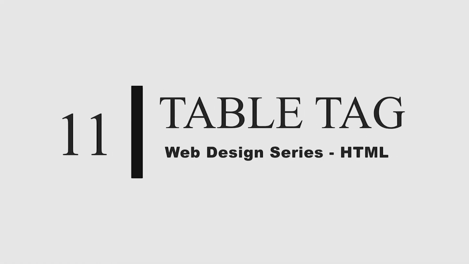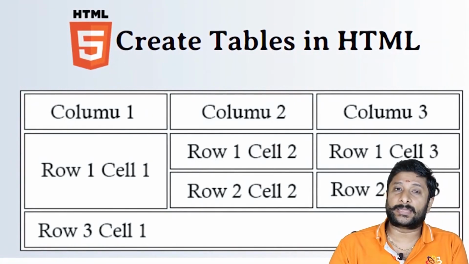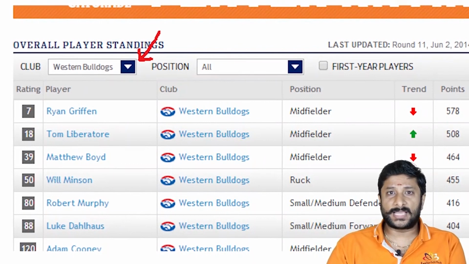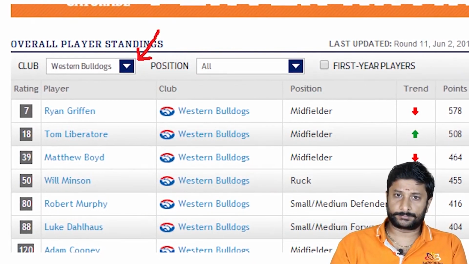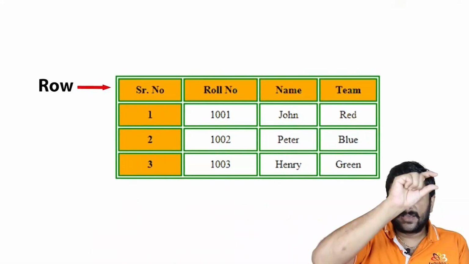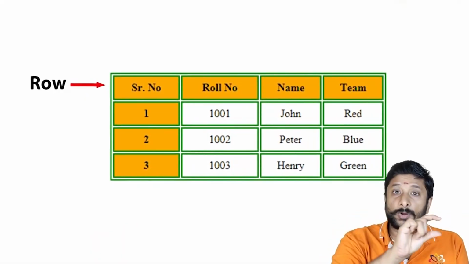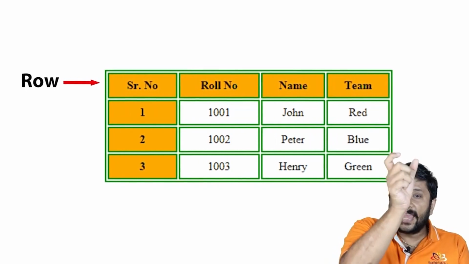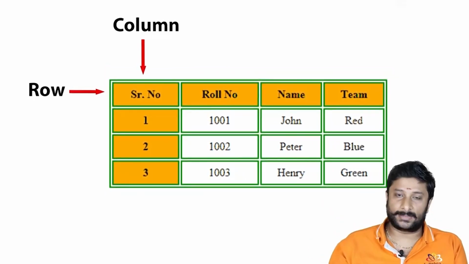Web design series, HTML 11th video: table tag. So table tag is nothing but is used to create a table. So in the web page, I want a table to be created. In that case, I need a table tag. And every data will be in the format of table rows, and the data will be in the format of table data.